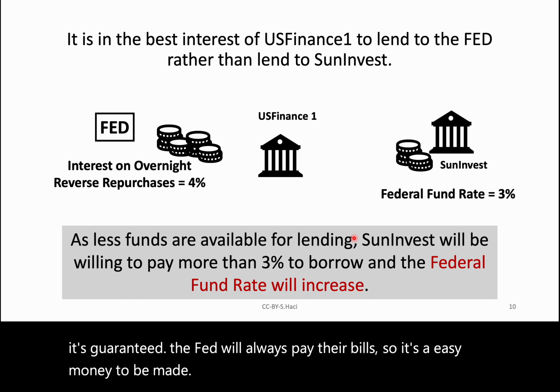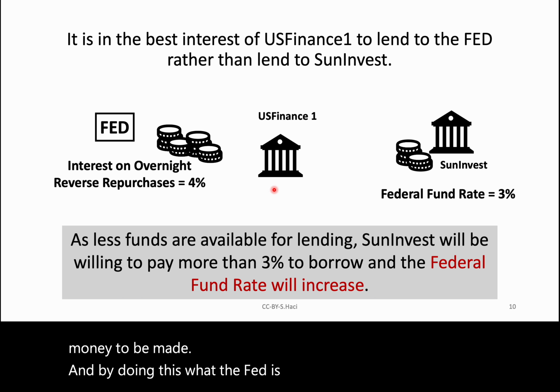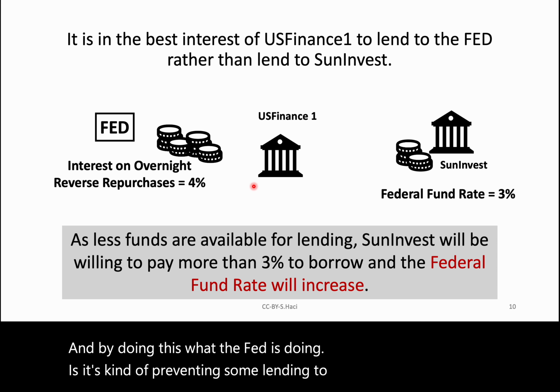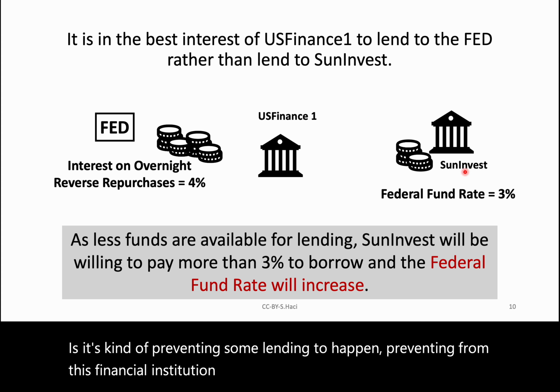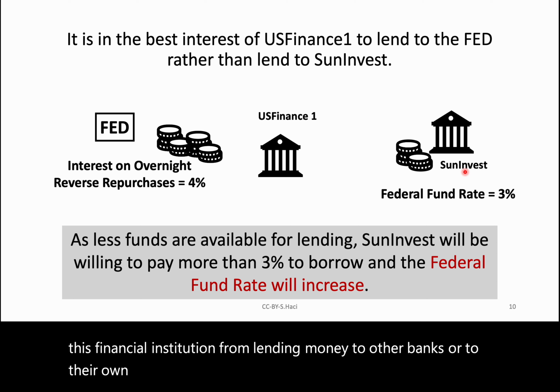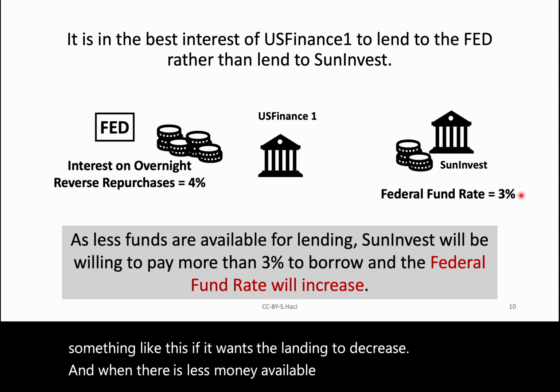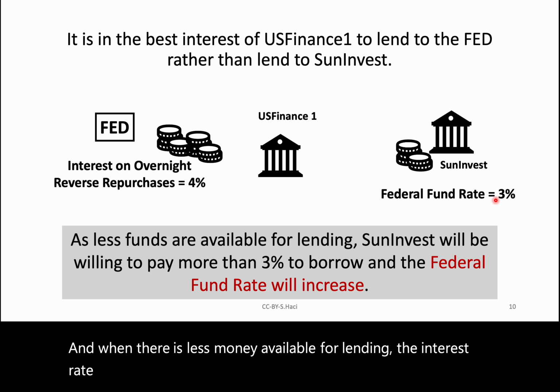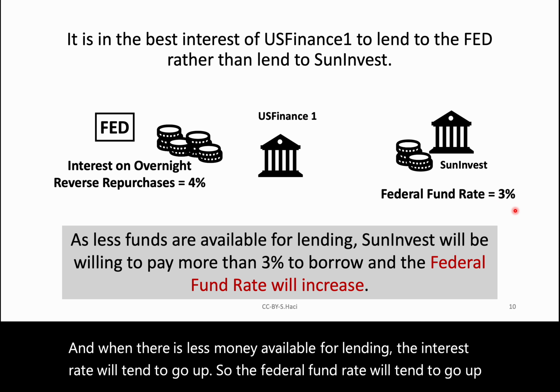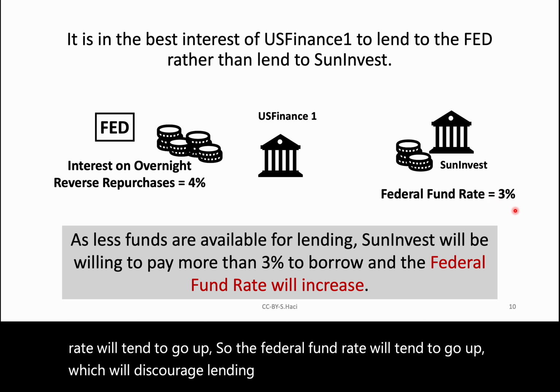And by doing this, what the Fed is doing is kind of preventing some lending from happening, preventing this financial institution from lending money to other banks or to their own customers for that matter. And the Fed will do something like this if it wants the lending to decrease. And when there's less money available for lending, the interest rate will tend to go up. So the federal fund rate will tend to go up, which will discourage lending even further.